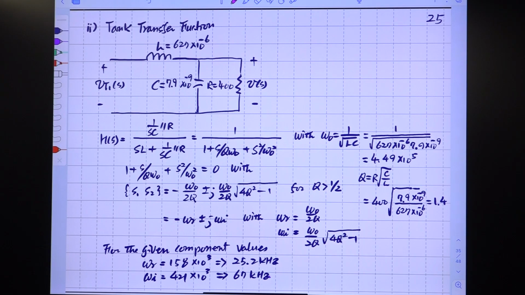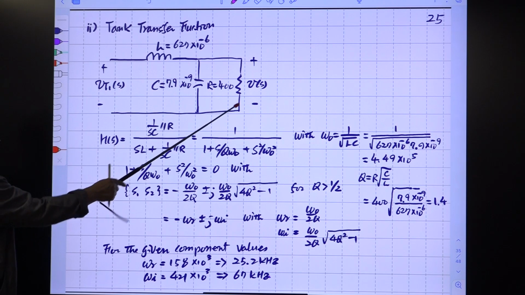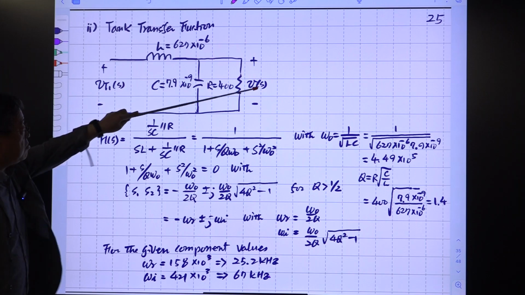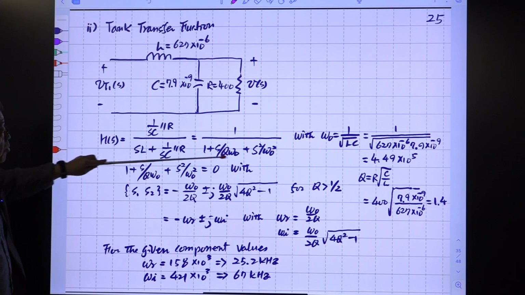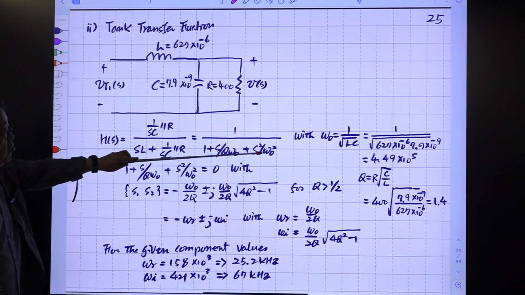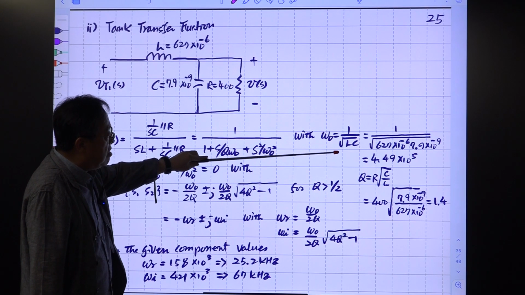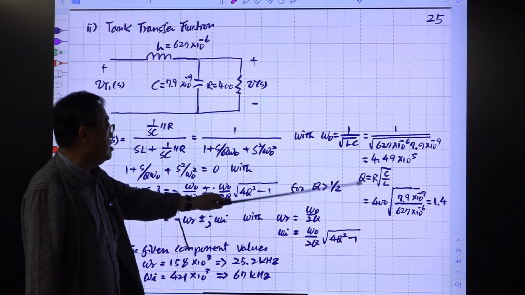But our real concern is this tank transfer function, the input to the tank and the output of the tank. The transfer function is just the voltage division of this impedance and this impedance. The sum of this impedance and this impedance comes in the denominator, and the numerator is the parallel combination of this. We convert this into standard form. By plugging in these numbers, we evaluate this omega naught and Q.